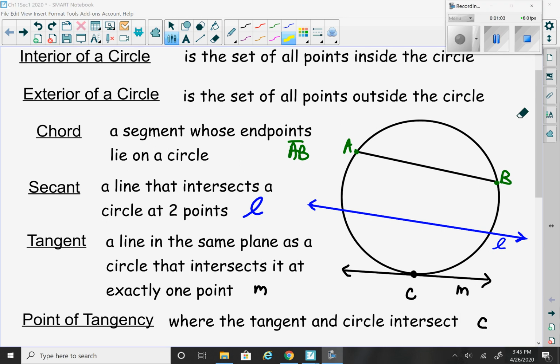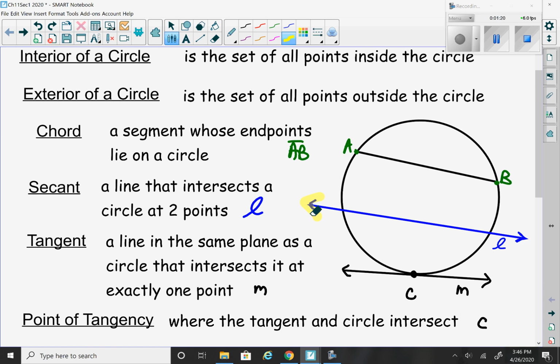The chord is a segment whose endpoints lie on a circle. As in my example in my picture, AB is a chord. A secant is a line that intersects a circle at 2 points. So we have this blue line. Notice the arrows on the end show that it keeps going. A secant goes on forever in both directions.